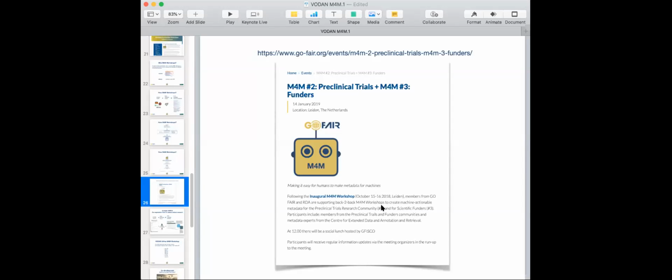Metadata for machine workshop number 3 was actually run on behalf of 2 funding agencies, because these funders were contemplating that they could require, at some level, FAIR research outputs from their grantees. And in order to do that, these funders realized that they themselves would have to represent themselves in some FAIR format, some machine actionable, machine readable format. And so these 2 funding agencies ran workshop number 3 to create metadata profiles for themselves. But let me show you what metadata for machine workshop number 2 looked like.